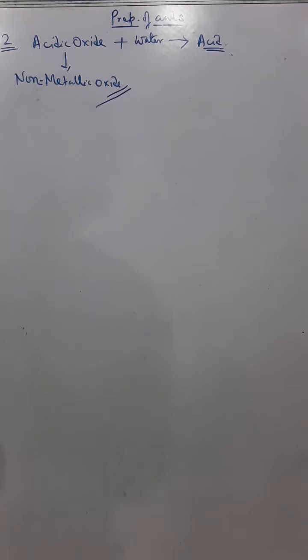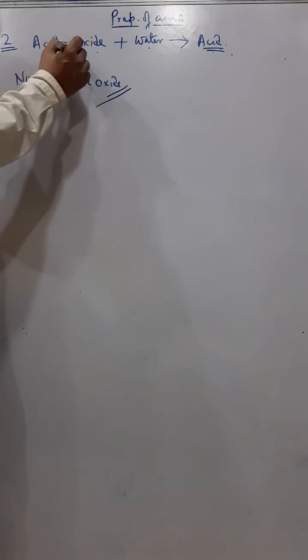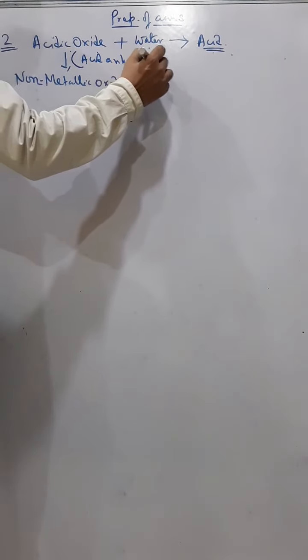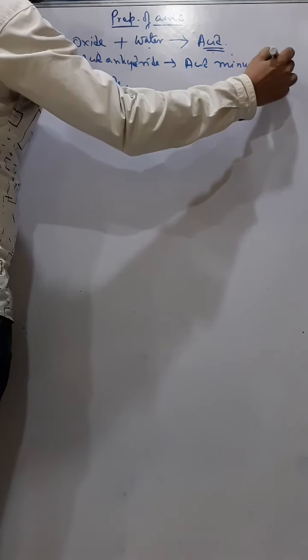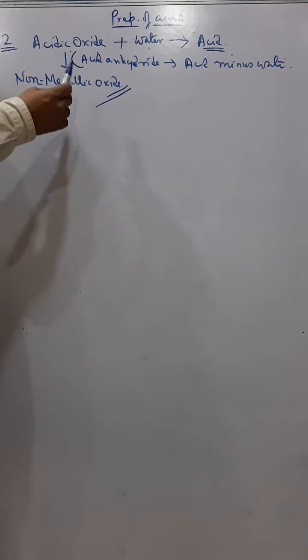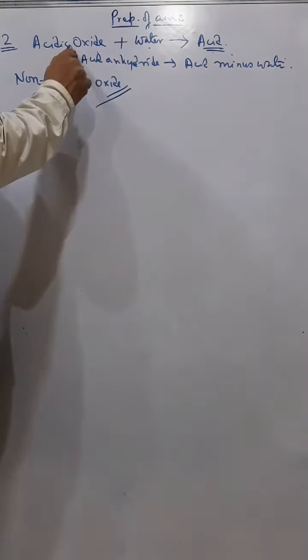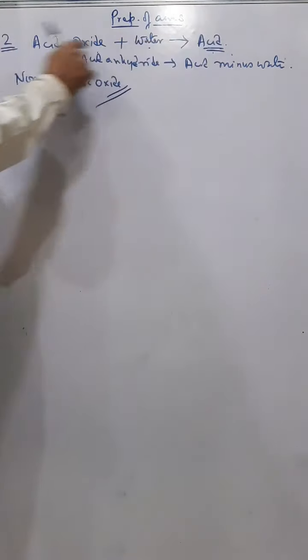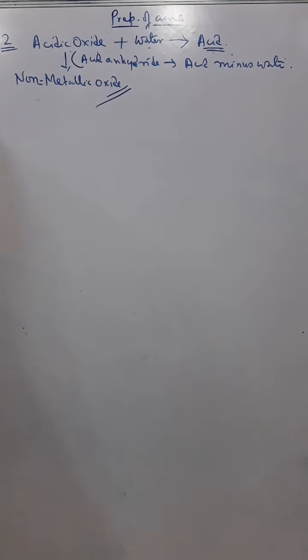Okay, the next method of preparation is from acidic oxides and water. Now when we dissolve an acidic oxide in water, we get acids. What are acidic oxides? Acidic oxides are also known as acid anhydrides, which actually means acid minus water. So you can understand, when we add acidic oxide with water, we get acid, and when from acid you subtract water, you get acidic oxide. So acidic oxides are also known as acid anhydrides.